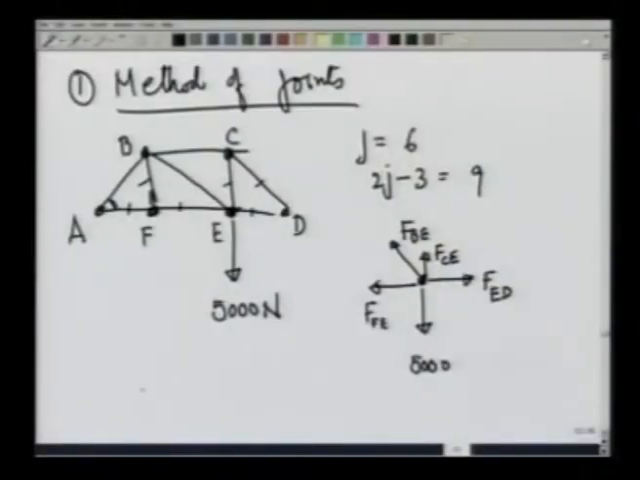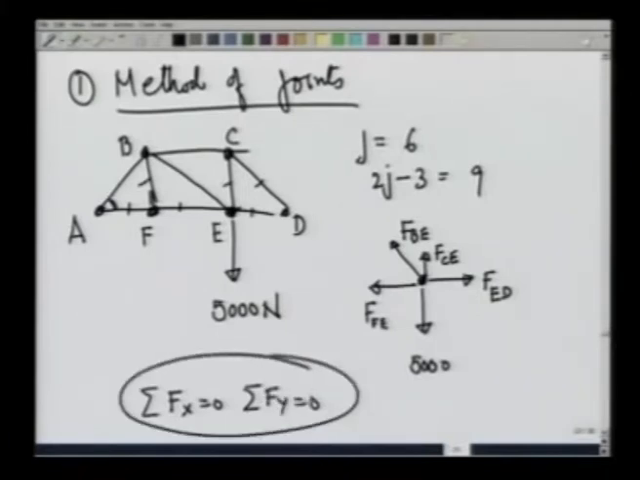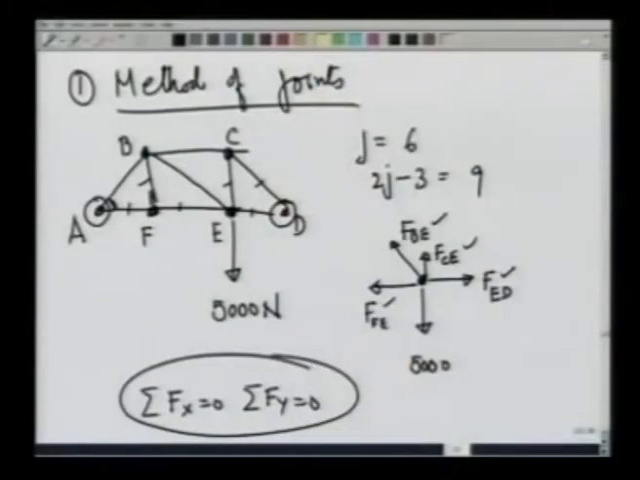Remember, all the forces are acting at the same point, therefore, the torque equation is automatically satisfied. The only equations I have at my disposal are summation Fx equal to 0 and summation Fy equal to 0. And therefore, I have only two equations that I can apply at this point. However, the number of unknowns is 1, 2, 3 and 4, and therefore, I cannot directly apply these two equations and get the answers right away. For that, what I should do is get to those points where there are two unknowns only, and those points are A and D.